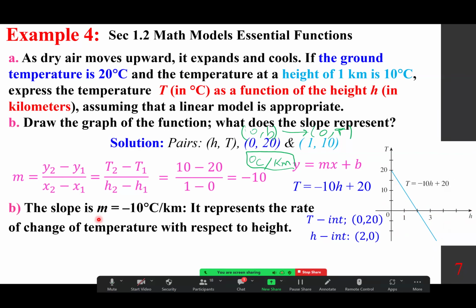The slope is m, or negative 10 degrees Celsius per kilometer. It represents the rate of change of temperature with respect to height. Okay. For every kilometer that we increase the height, we decrease the temperature by 10 degrees Celsius. That's really the bottom line.